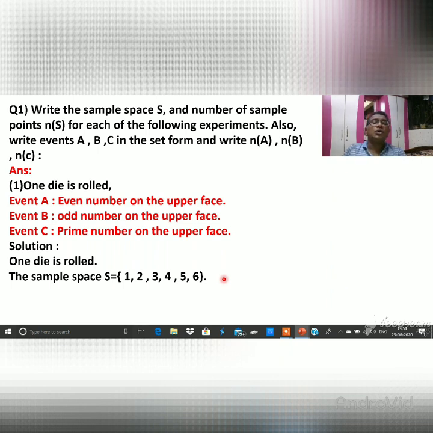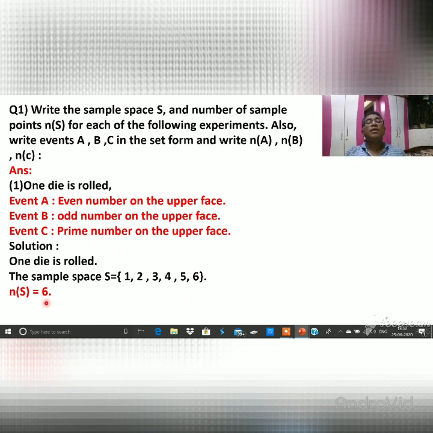Are you understanding? Each face is given a number 1, 2, 3, 4, 5, 6. When one die is thrown, how many possibilities do we get? 6 possibilities: first number, second number, third number, fourth number, fifth number, and sixth number. So number of S is equal to 6. That is written here, n(S) = 6.